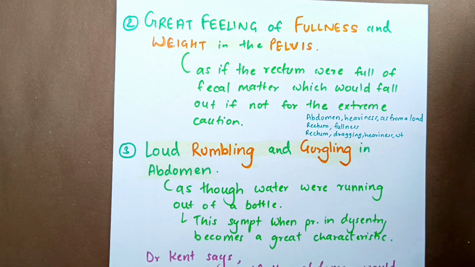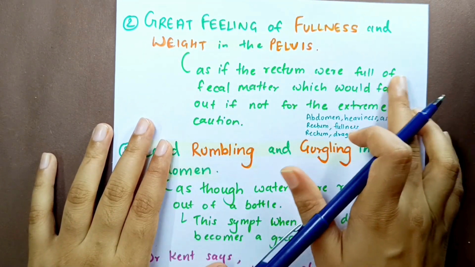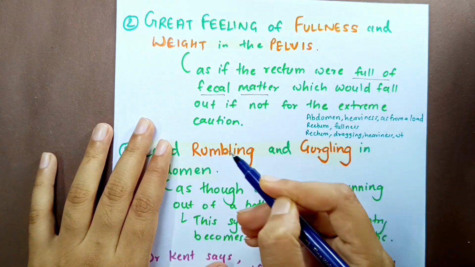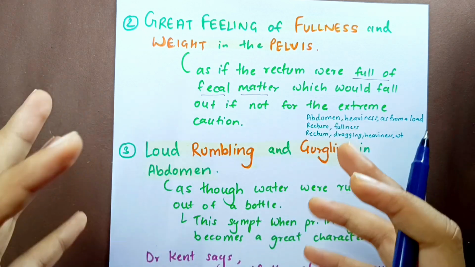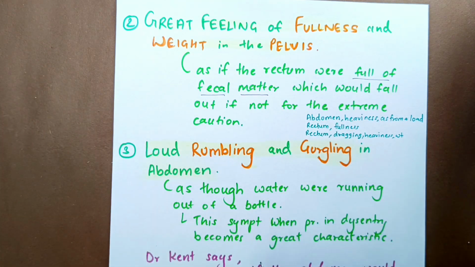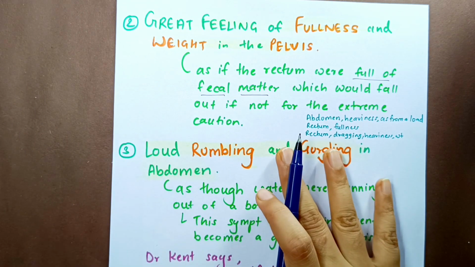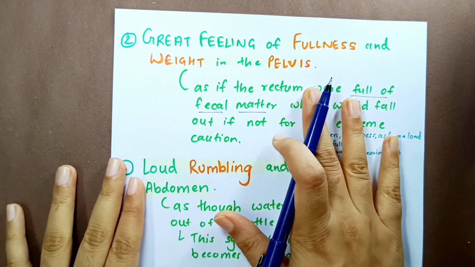The second one is about the great feeling of fullness and weight in the pelvis, as if the rectum were full of fecal matter. They feel as if the rectum were full of fecal matter, which would fall out if not for extreme caution. They have to be very cautious, otherwise their sphincter might open up and the fecal matter might fall. That is what they feel, as if the rectum is full of fecal matter, even if it is not full at that point of time. They have this great feeling of fullness and weight in the pelvis.